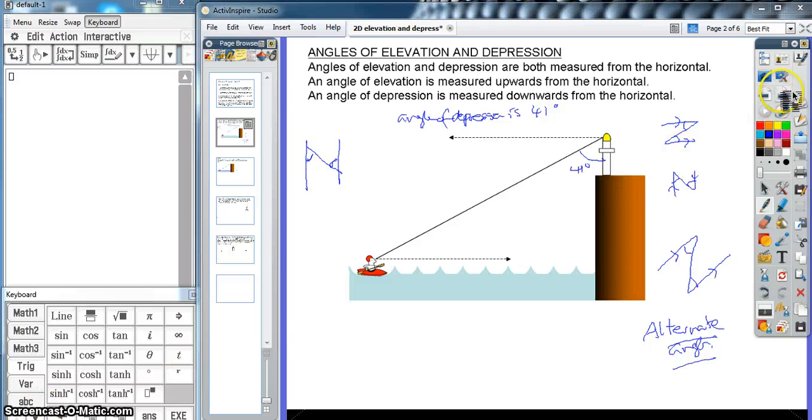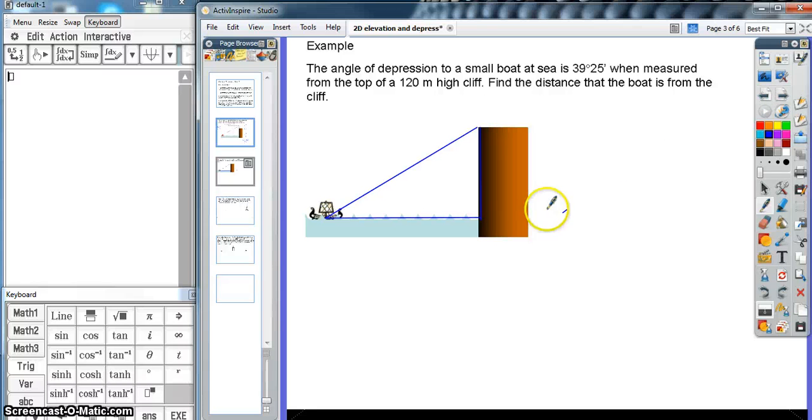Okay, so next we're going to have a look at the question here. The angle of depression to a small boat at sea is 39 degrees 25 minutes when measured from the top of a 120 metre high cliff. Find the distance that the boat is from the cliff. So we've got our boat here, cliff there.